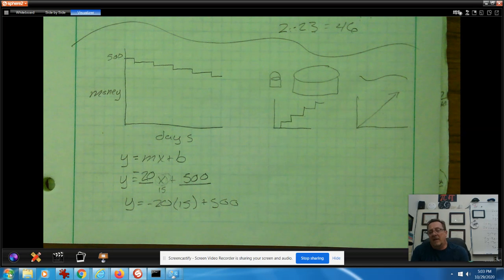But those are the kinds of things that we're looking for when you're comparing the two. Did they go up? Did they go down? Did they go up and down? Where did it start? Where did it finish? Is it continuous? Is it not continuous? Those are the types of things that we'd be looking for in your homework.